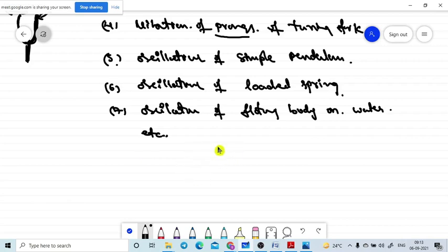So the second pendulum means you can easily see this is the pendulum. The second pendulum means it will move from the mean position to one side, and it will come back to the same mean position. It will take 1 second. That is the second pendulum condition.